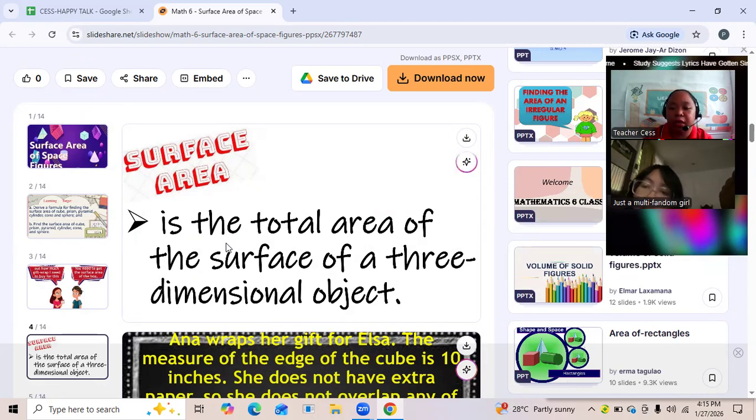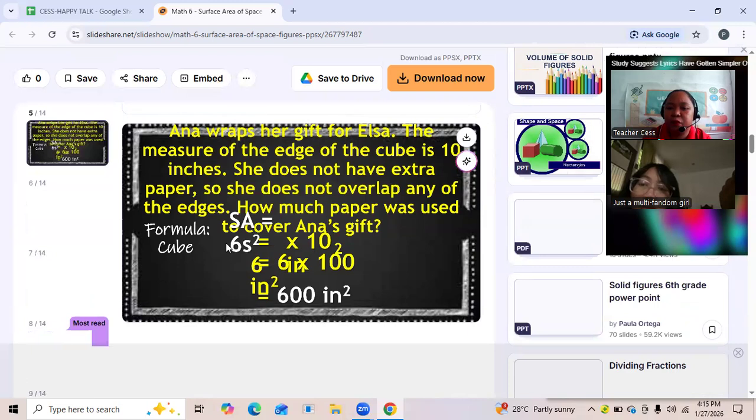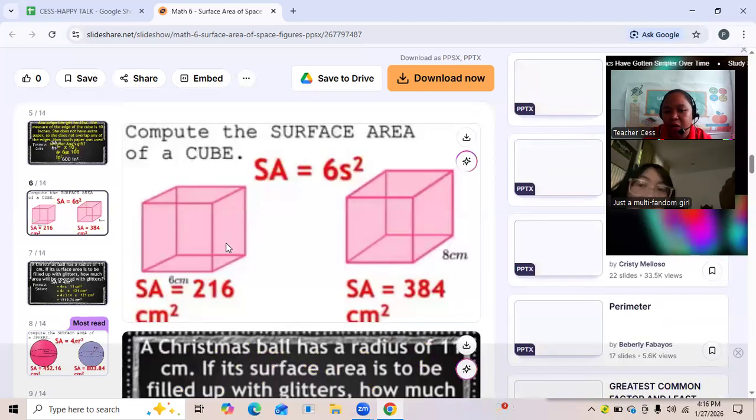Okay? So how do we compute the surface area of a solid figure? For example, Anna wraps her gifts for Elsa. The measure of the edge of a cube is 10 inches. She does not have extra paper, so she does not overlap any of the edges. So how much paper was used to cover Anna's gift? For her to identify how much paper she needs, she needs to compute the total surface area of the cube.